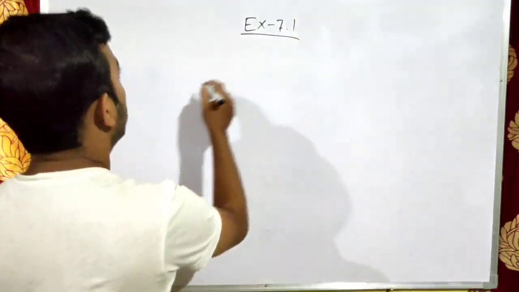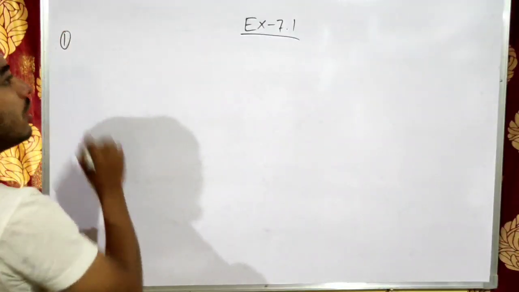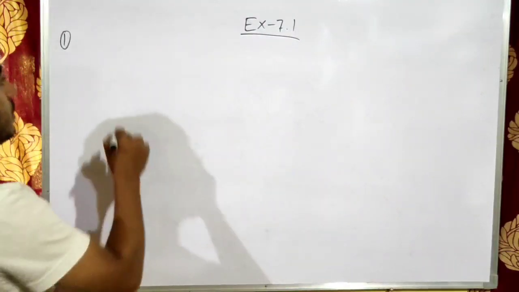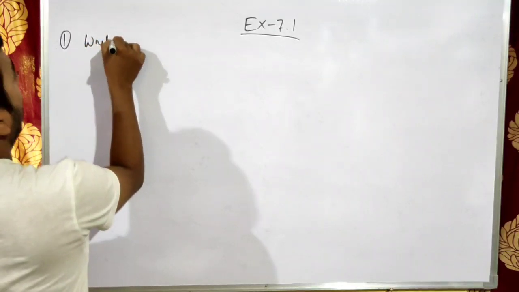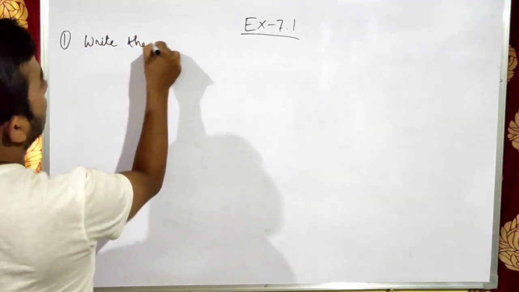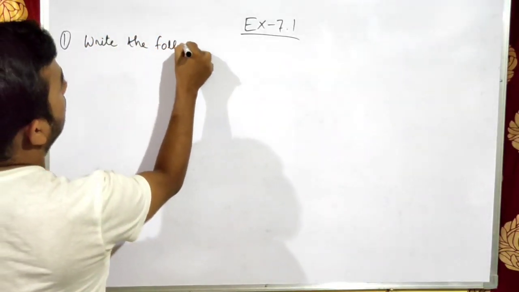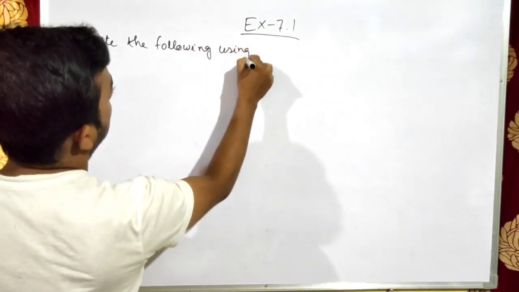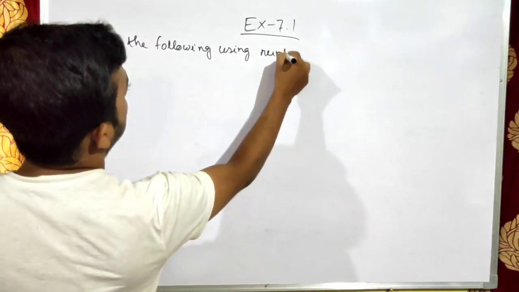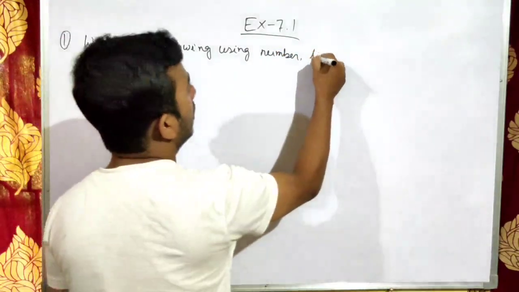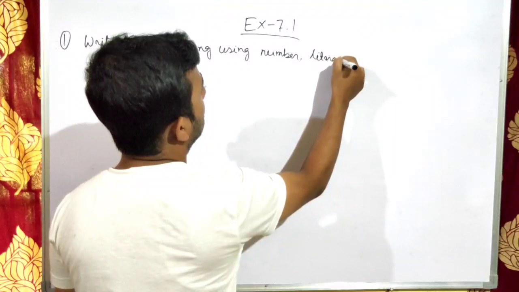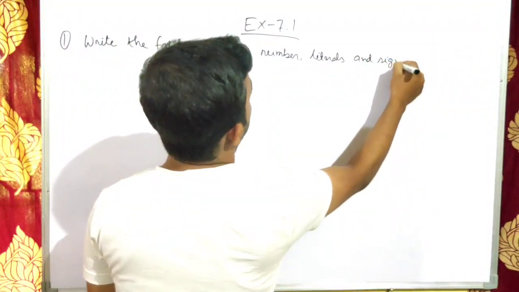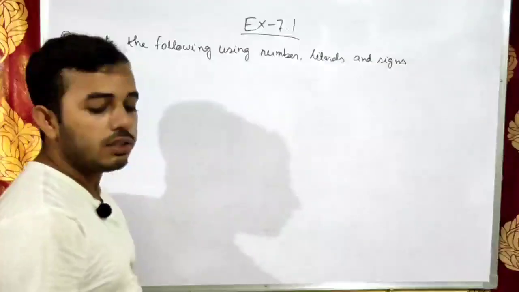Exercise 7.1, question number 1. Write the following using numbers, literals and signs.